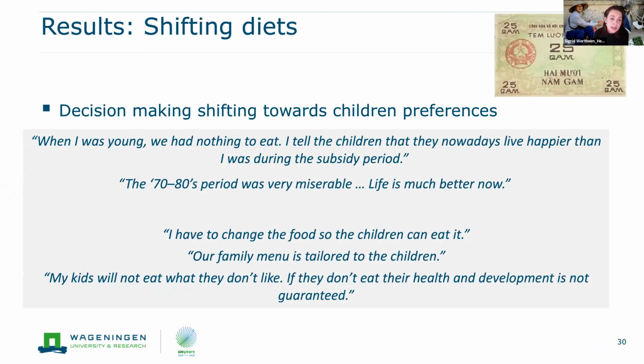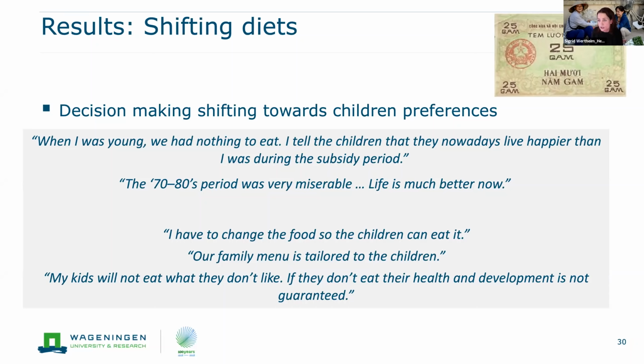And what we found is that actually the diets are shifting towards accommodating children's preferences. And this is not so surprising when you know the history of Vietnam. So especially the grandmothers, they have suffered from food scarcity in the past. In Vietnam, you even had the coupon system where you could only get food in return for a coupon. And the elderly people also remember very well that a lot of their children were stunted. And the reduction in stunting in Vietnam is one of the biggest accomplishments over the past decades.